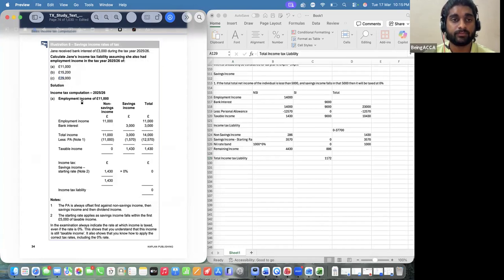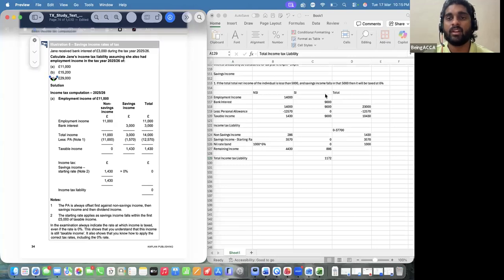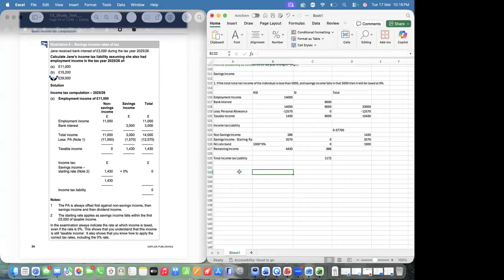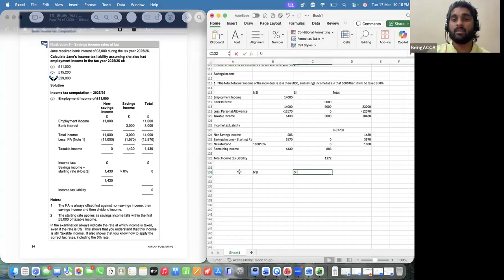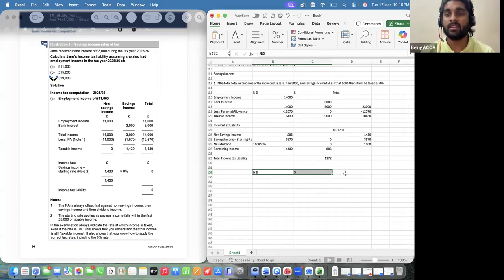Let's take up this simple question, because we've already solved one question using the basic rate band. It says non-savings income and savings income. These are the only types of income that are available. And as already mentioned, always follow this pro forma only, otherwise you will get confused. So it will be non-savings income, savings income, and then total income.